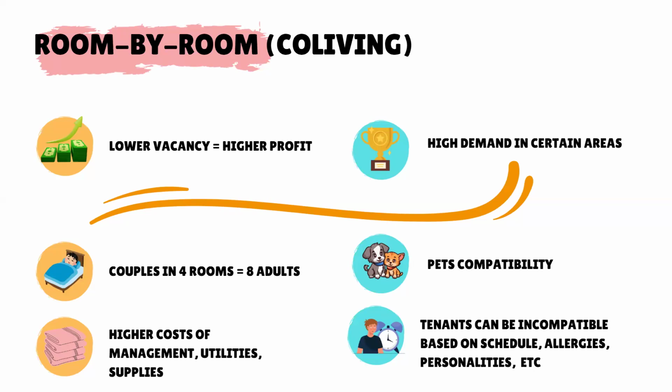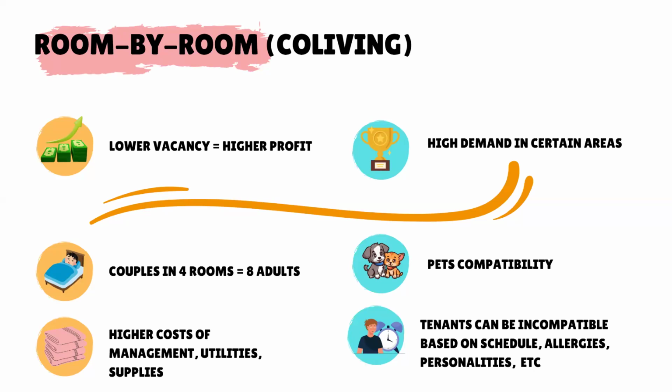And then you have potentially, if you're accepting couples, even 3 rooms can be a total of 6 adults plus maybe a kid or 2, which means increased consumption of water, increased use of toilets, showers, kitchenettes, kitchens, etc.